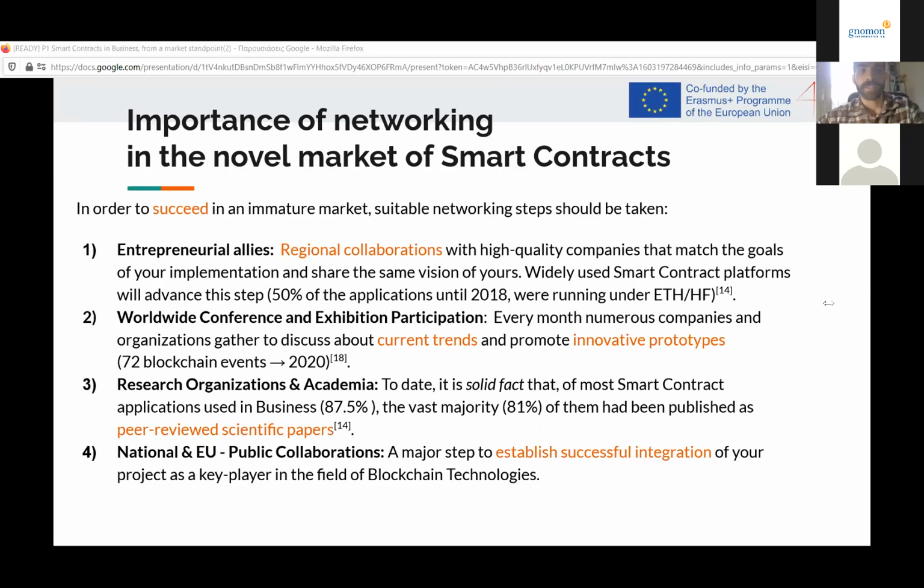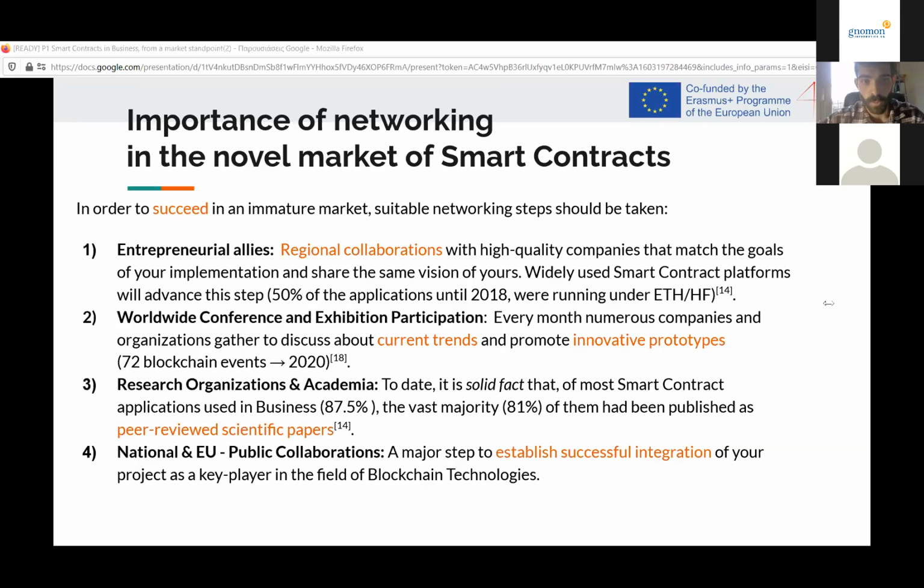In order to succeed in an immature market, suitable networking steps should be taken. At least this is the design, these are the steps that we followed to set our project. We started and set entrepreneurial allies. We've set regional collaborations with high quality companies that match the goals of our implementation, or your implementation in that case, and share the same vision as yours. And now we have something very important: widely used smart contract platforms will advance this step.